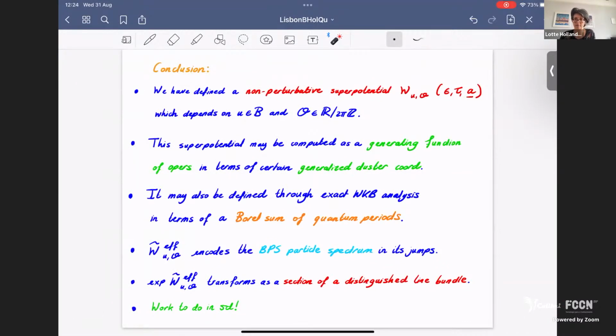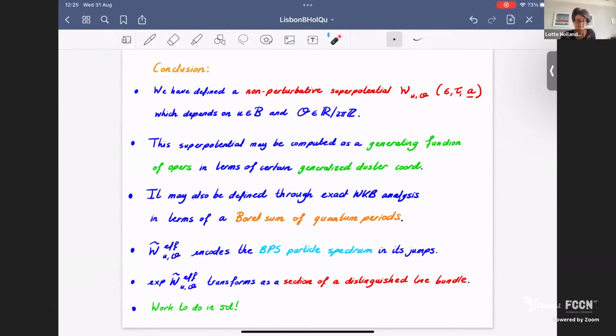Yeah, sorry, I'm going over time. So here is basically the conclusion. We've defined a non-perturbative superpotential. It's a new object which depends on U, some parameter in the Coulomb branch, as well as a phase theta. That was really important. And this object has a geometrical interpretation. You can see it as a generating function of certain opers, connections or quantum curves, maybe. In terms of generalized cluster coordinates, it may also be defined in terms of quantum periods. That's through exact WKB analysis.